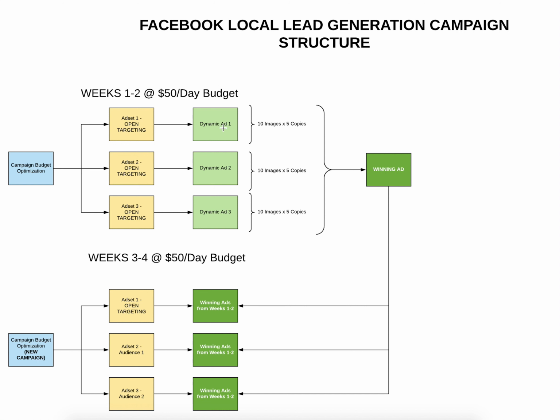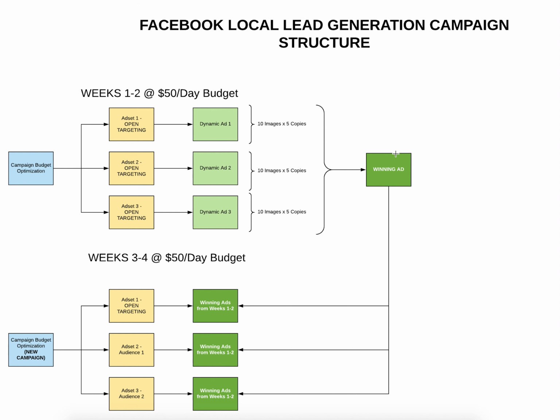I'm going to split test my images against my copy. It's going to generate the winning ad in weeks 1 to 2. Now this winning ad, you can find the ad ID in my other video, which I have in the description. You can watch a video on how to obtain the ad ID of this winning ad. Now, you can go back and retest the winning ad image against new copy as well, and just repeat this process. So instead of weeks 1 to 2, you'll see weeks 3 to 4.